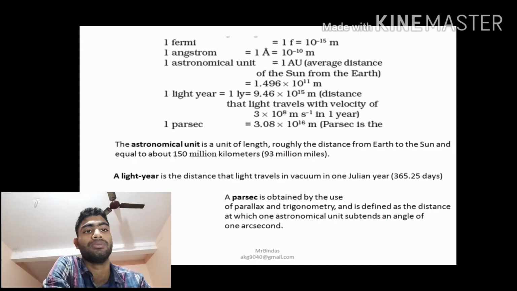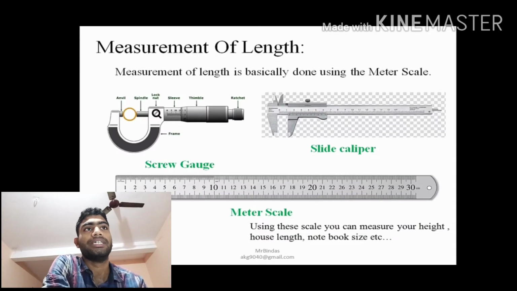Fermi and angstrom are the units required to measure very small lengths. When you measure the radius of atoms, protons, and neutrons, then you use Fermi and angstrom. But when you measure the distance between the planets, you can use astronomical unit and light year. Okay. So next, measurement of length.